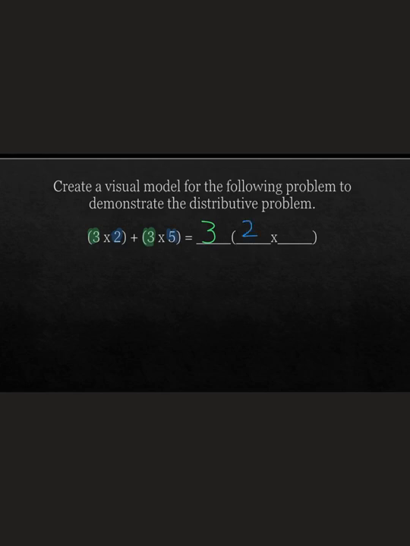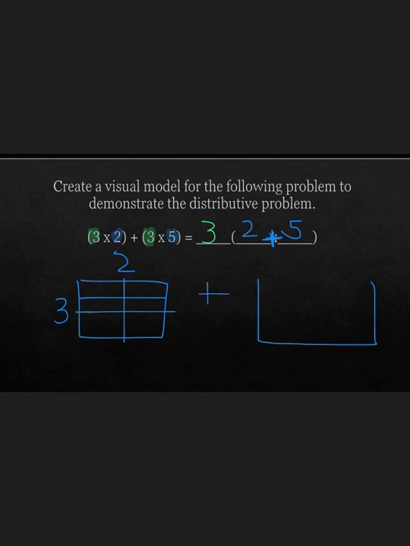And then your leftover numbers, 2 and 5, go inside your parentheses. So 2, that should be a plus sign in there, plus 5. So your model should have been a 3 by 2. Just like that. And then plus 3 by 5. And just like that. Make sure your answer matches mine, please.